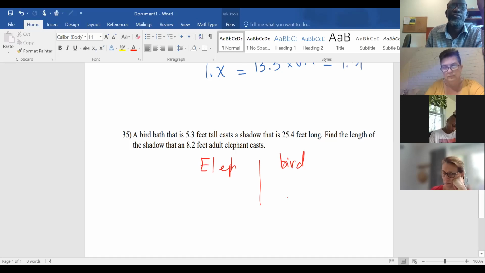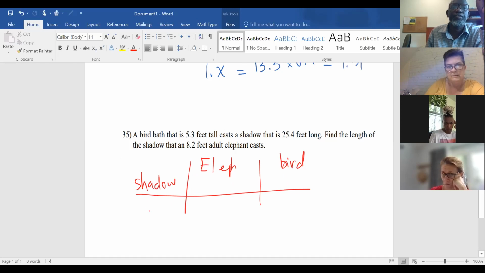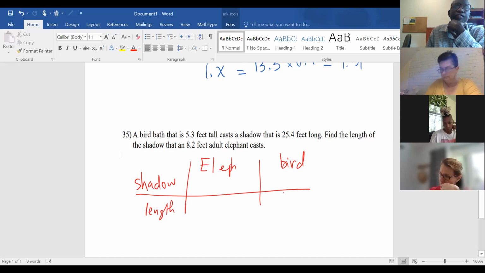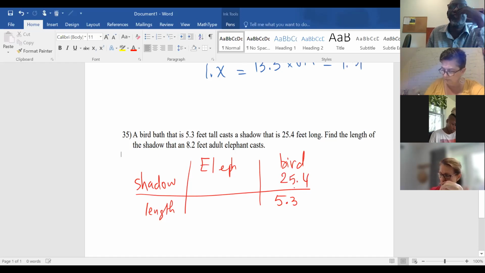When the bird is 5.3, the length of the shadow is 25.4, right? And the elephant, which is 8.2, how much is that?